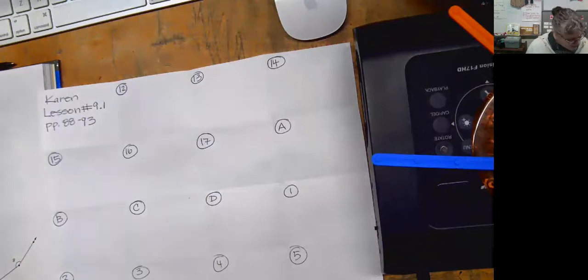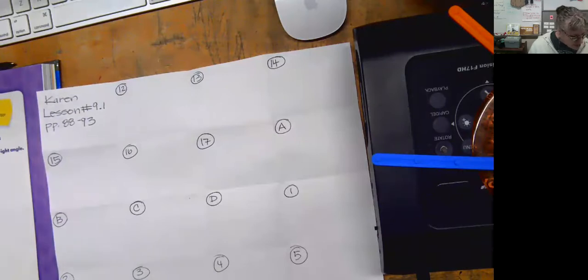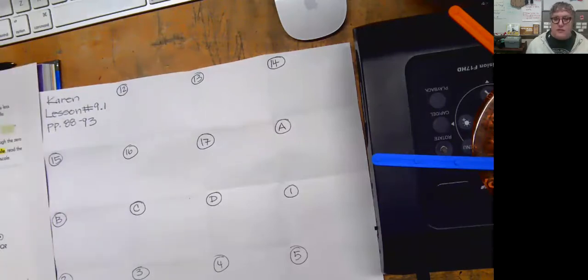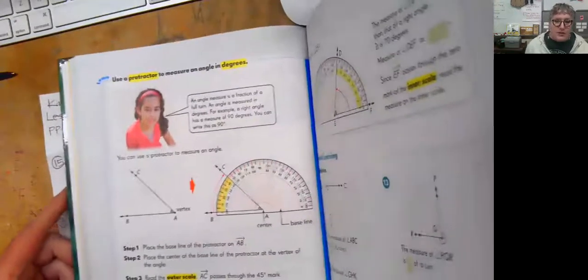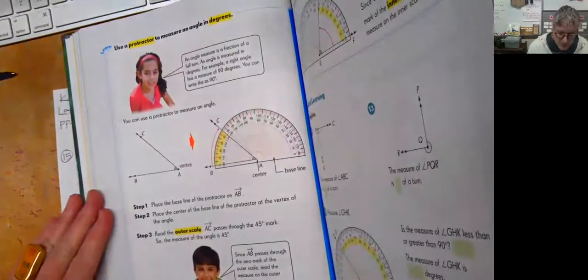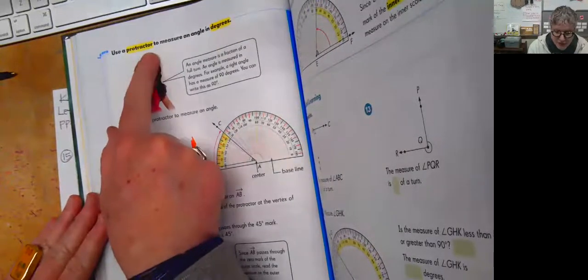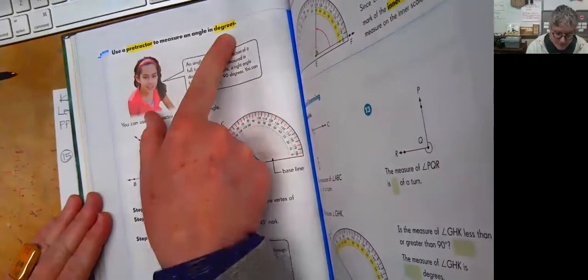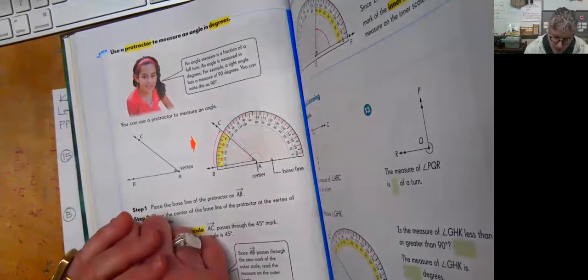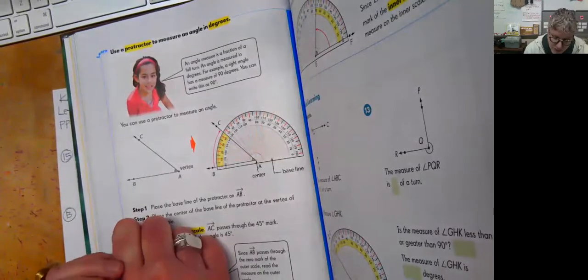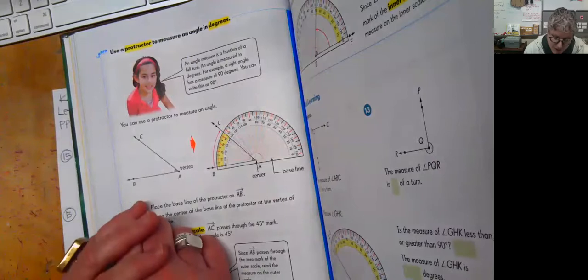Okay, so we're starting out on page 88, and we're going to look at our page in the book because we have a lot of vocabulary words on this page. So we're going to use a protractor to measure the angle in degrees. The unit of measurement for an angle is called a degree. An angle measure is a fraction of a full turn. An angle is measured in degrees. For example, a right angle has a measure of 90 degrees.